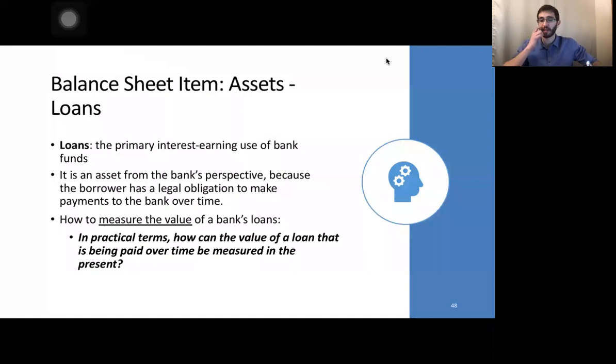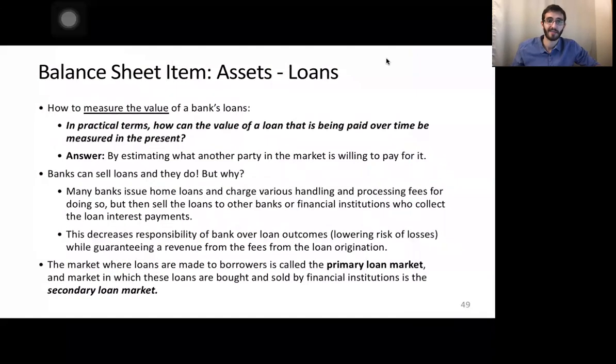Okay, so hope you took some time to think about this, and now we can dive more into it. How do we measure a loan? It's hard, but it's based on the market price. If banks are selling these loans, there's a market for them, which is called the secondary loan market. The primary loan market is where the loans are made, and the secondary loan market is where the loans can be sold. So it is the price that the loan is going for in the secondary market.